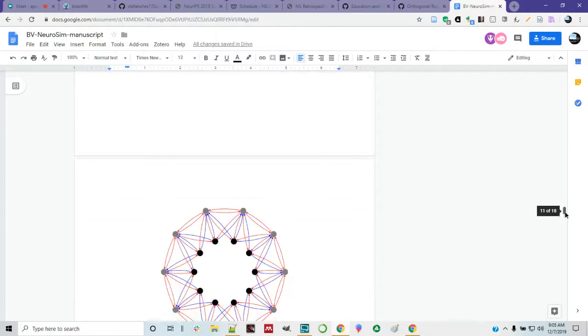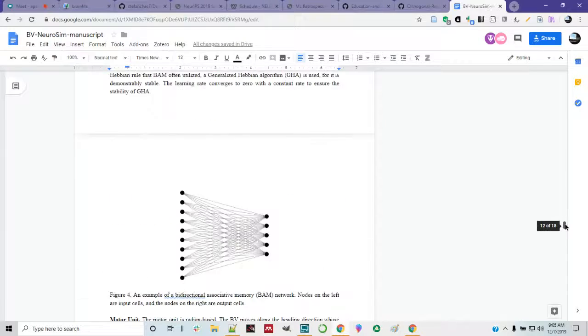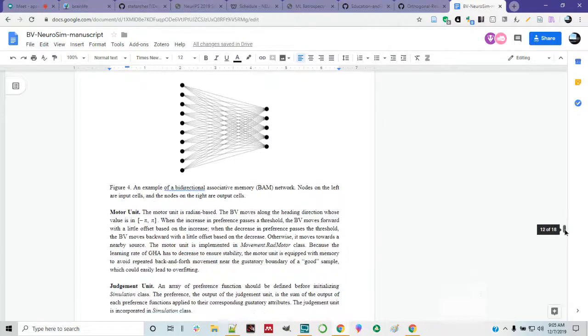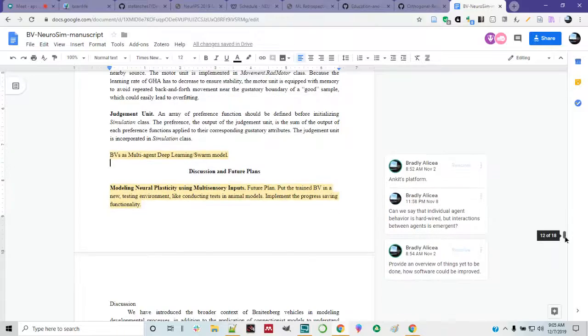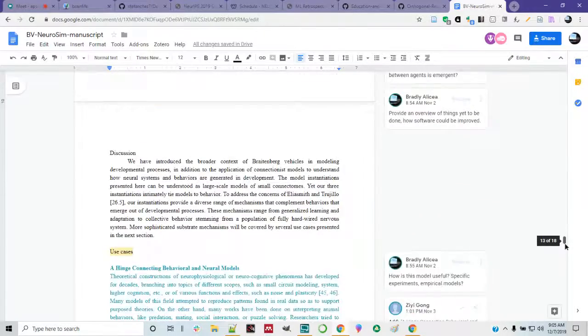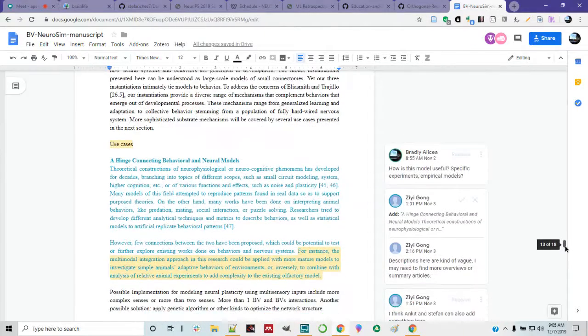Ziyi has written this part. So Stefan, I need some materials from you, and Ankit, I also need materials from you on this. I think we discussed that. The more figures you can provide, the better. If you can come up with a couple of figures and then write around them, saying this is what's going on in my simulation. And then the discussion and future plans. So we have a discussion, and then we have the use cases.